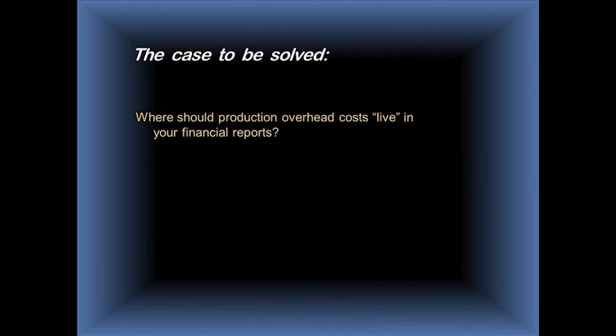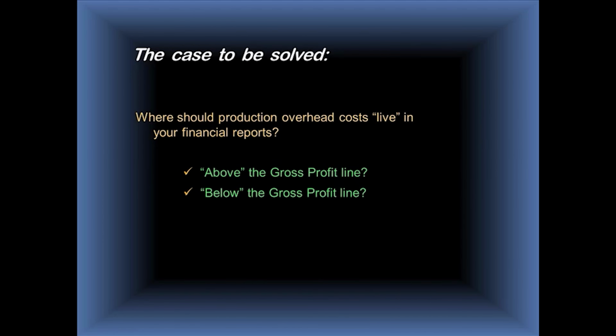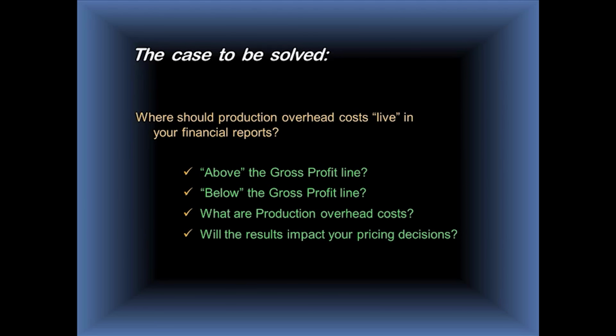The case to be solved: where should production overhead costs live in your financial reports? Should they be above the gross profit line, below the gross profit line? And exactly what are production overhead costs, and will the results impact your pricing decisions?